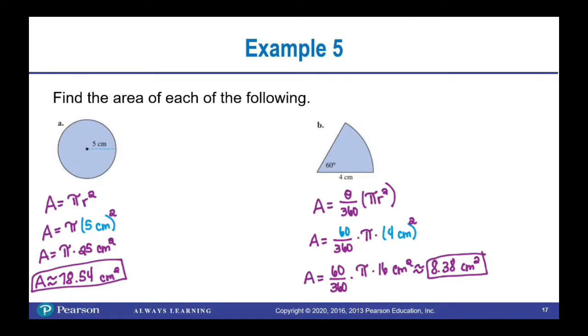Does MathLabs prefer the answer with pi? Does it prefer you use 3.14 for pi? And how many decimal places does MathLabs ask for?